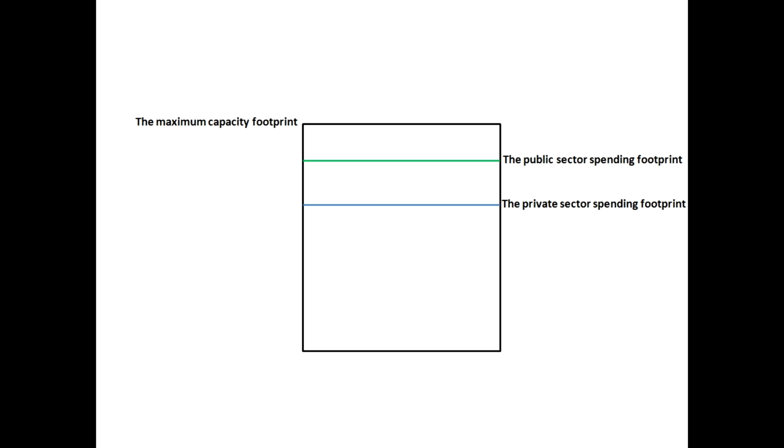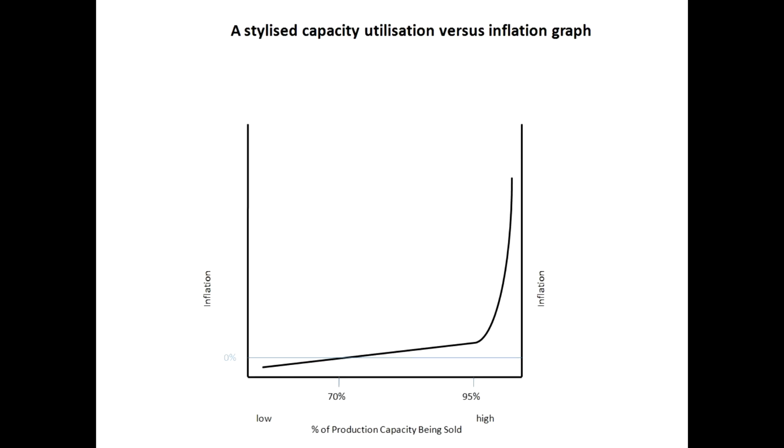The next part is the one we'll focus on most for the next few minutes. Currently in Australia, there is capacity not being used, and if we chose, we could use that up. The extra spending it would take to do this brings us to what I call the maximum spending footprint. How do I know this extra spending can be done though? Well, let's look at that. On the next slide, we see a stylized graph of capacity utilisation versus inflation.